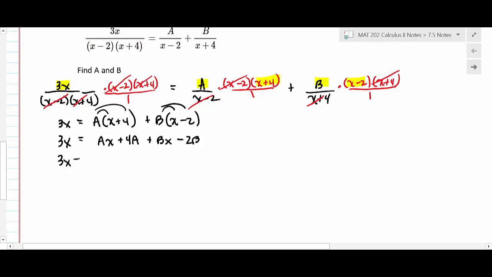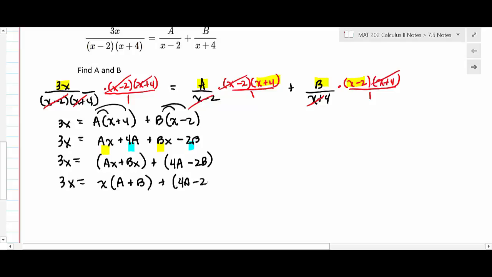So what I'm going to do is write the 3x down, and then everything that has an x in it, I'm going to group those together. So I'm going to write ax plus bx, those go together, and then the things that don't have an x in it just go together like this. So I'm going to write that as plus 4a minus 2b, like this. And you end up getting a system of equations that will allow you to figure out a and b. So I'm going to do one more thing here. I'm going to have you factor the x out of this, so you'll have x times a plus b, and then just plus 4a minus 2b, like that.